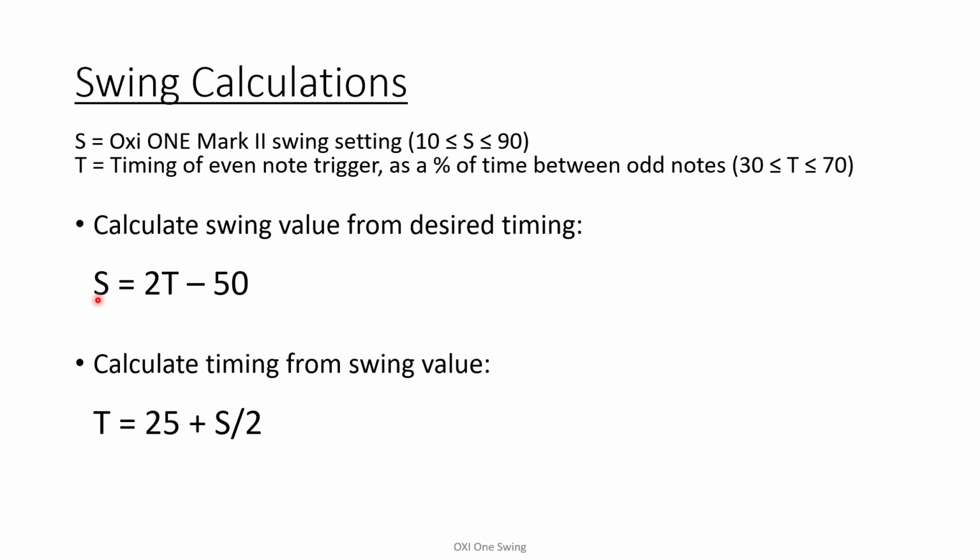Working in the other direction, we can calculate the timing from a swing value. For example, let's look at a swing value of 40. 40 divided by 2 is 20, plus 25 is 45. So a swing value of 40 places even note triggers 45% of the way between neighboring odd note triggers.